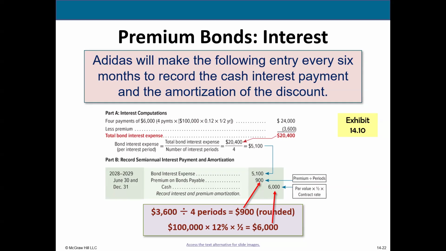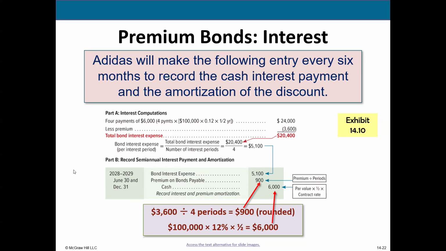So we debit bond interest expense 5,100. Then we of course need to calculate the premium on the bond payable for each payment, which in this case is $900. How we got there is we took the 3,600 divided by four payments, giving us 900. And we credit the cash 6,000, which reflects the par value, 100,000 times 12% interest times time. And so we make that payment for the four periods.